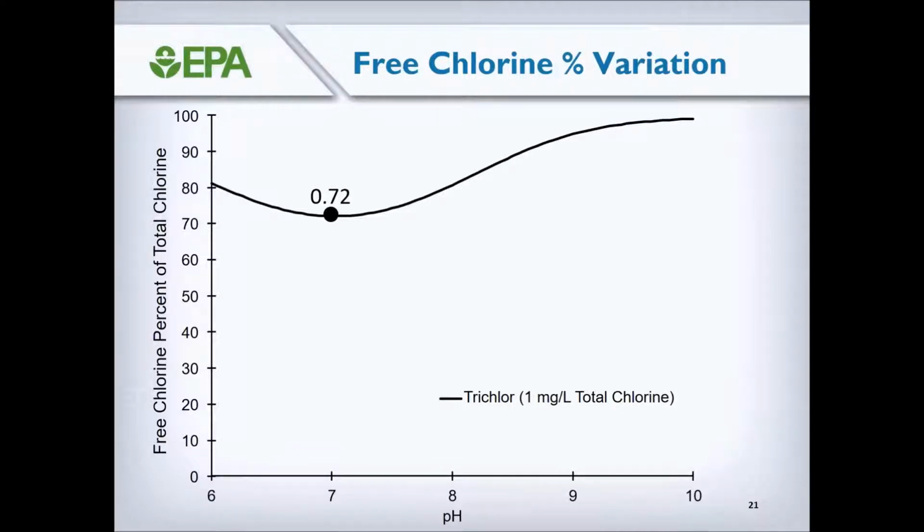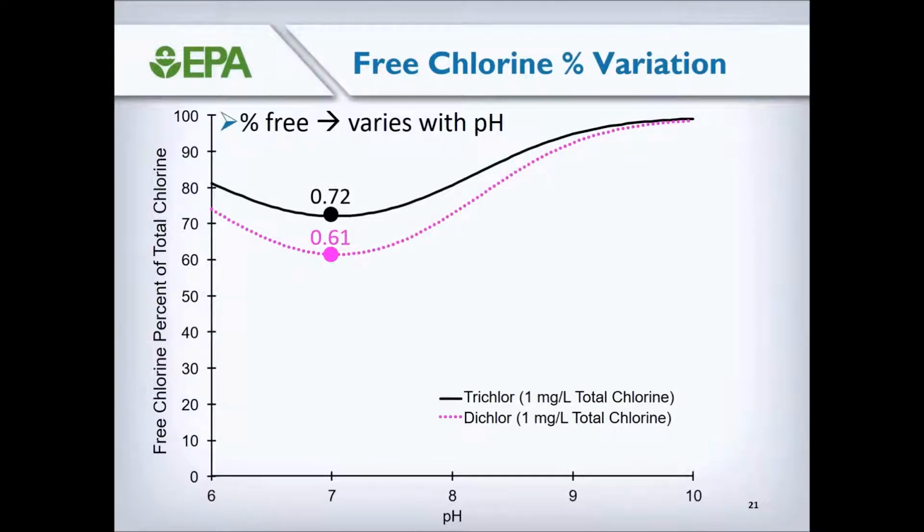The dot on here shows the actual free chlorine concentration at pH 7. So as I said, it's a 1 milligram per liter solution. 72% of that is free chlorine, so that's 0.72 milligrams per liter of free chlorine. So the first take-home message with the chemistry is the percent free chlorine is going to vary with the pH. If you make a comparable solution up with dichlor, it looks like this.